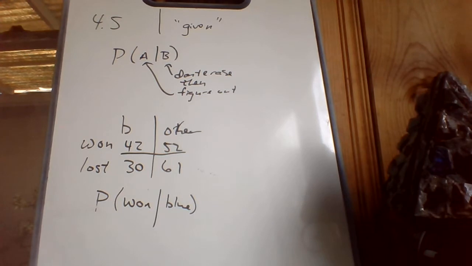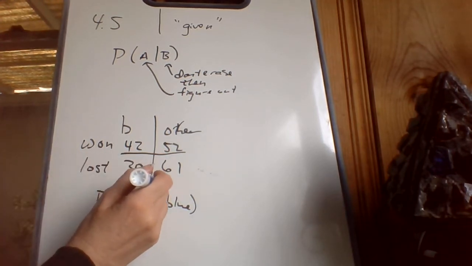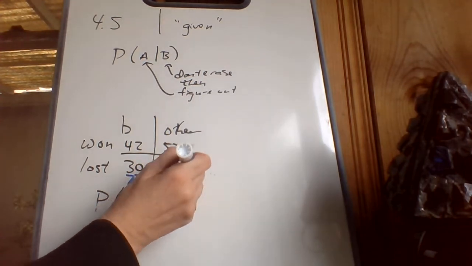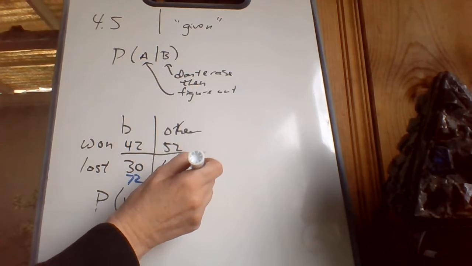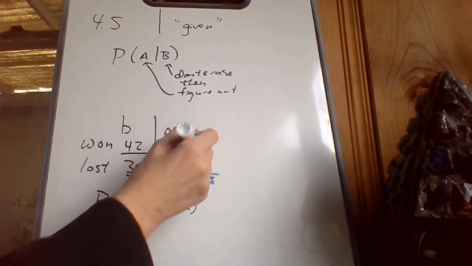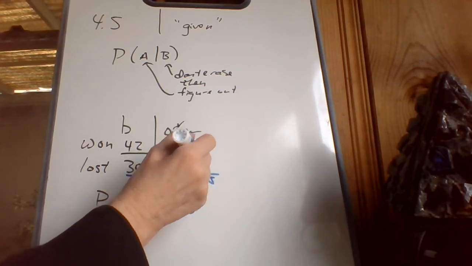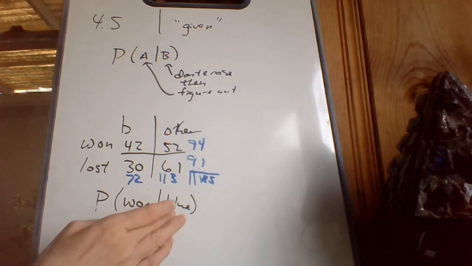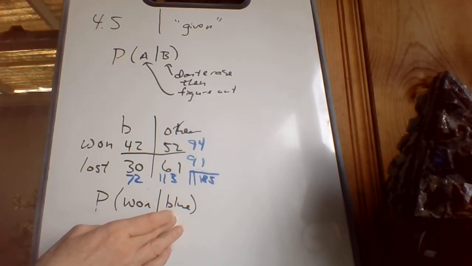So here I've got this chart down here. Okay, I can put my numbers on here. This is 72. This is 113. This is 185. This is 94 and 91. Okay, that works. All right. So anyway, I've got this chart, and now I've got this problem. The probability of 1 given blue.